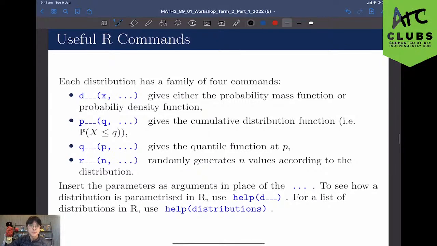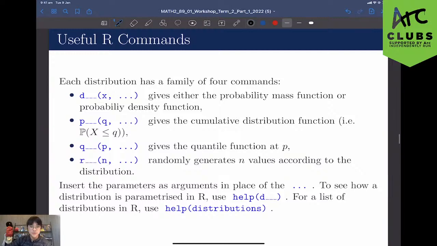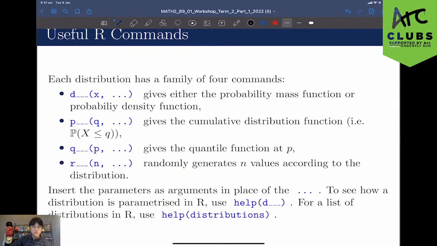So these are just some useful R commands for certain distributions. I'll just use the normal distribution as an example for these R commands. For dnorm, this is just going to give the PDF of the normal distribution. So it will probably give you something that looks like this.